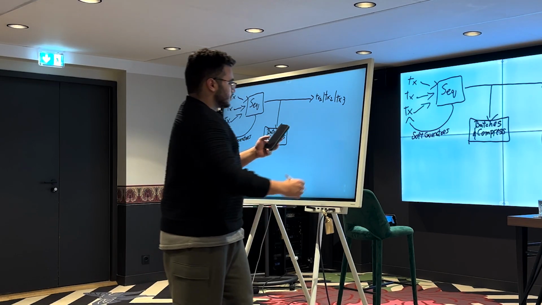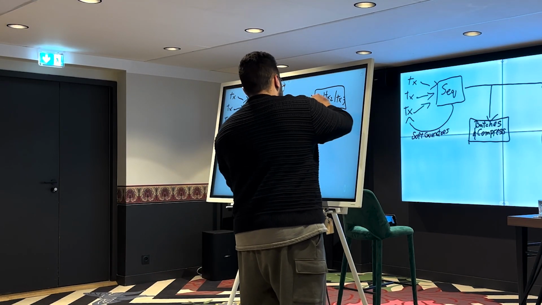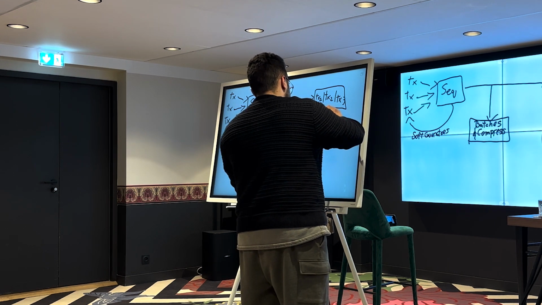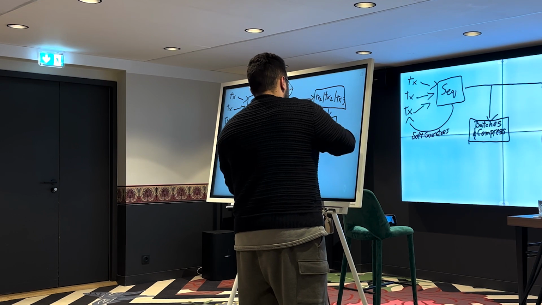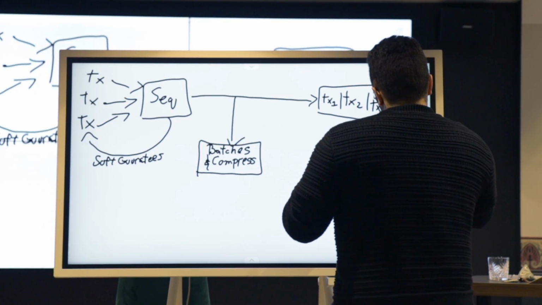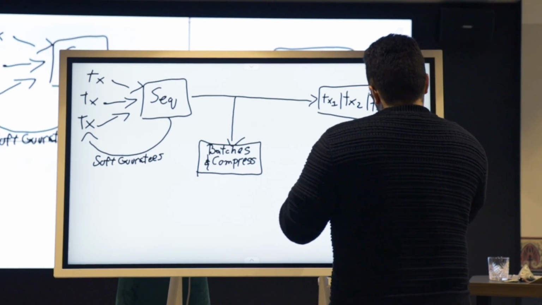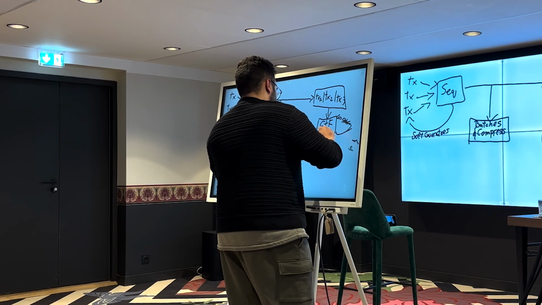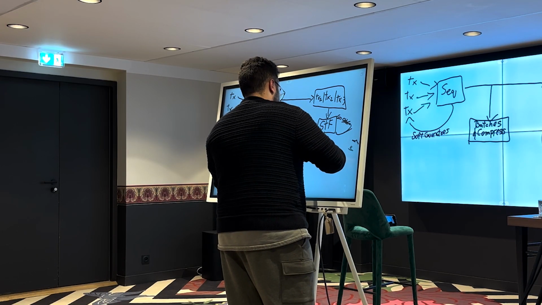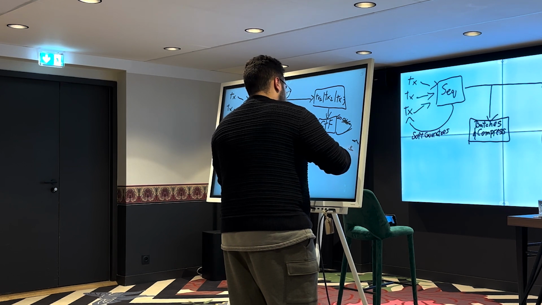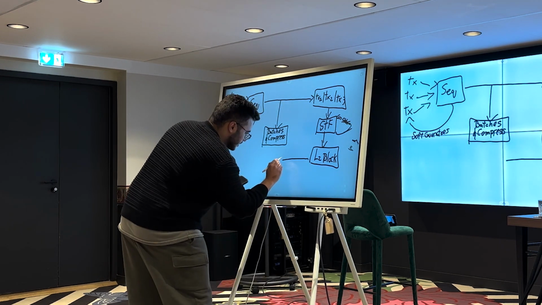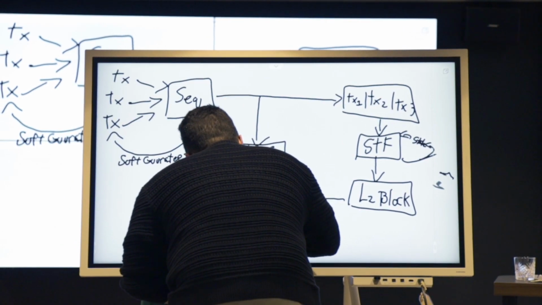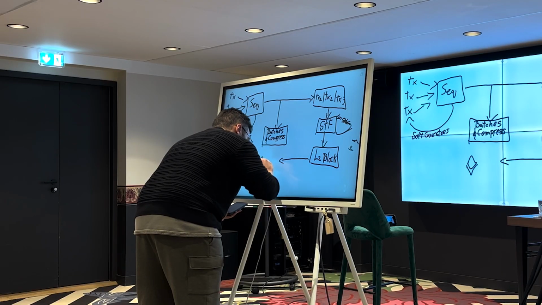Now, from these ordered lists of transactions, you take them through the state transition function and it changes the state by running the transactions one by one, like we talked about before. And then those outputs generate the L2 block, which then gets settled into Ethereum.